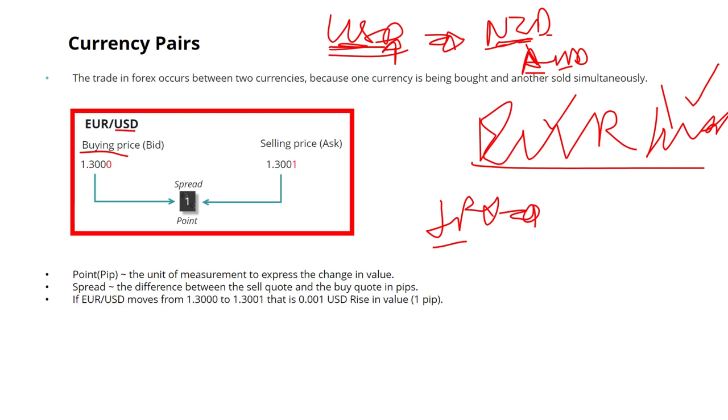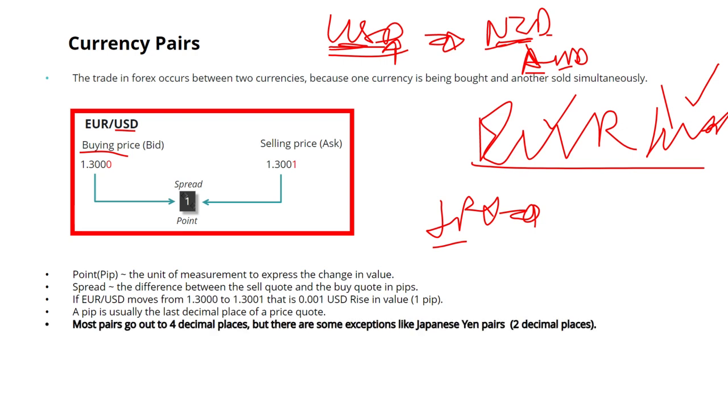So if Euro USD moves from 1.3, I have said this earlier, but I'm going to say it again. If it moves from 1.3000 to 1.3001, that is a 0.0001 USD rise in value, which is 1 pip. So a pip is usually the last decimal place of a price quote, but we have exceptions to this, right?